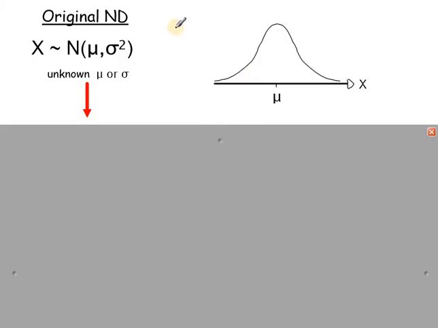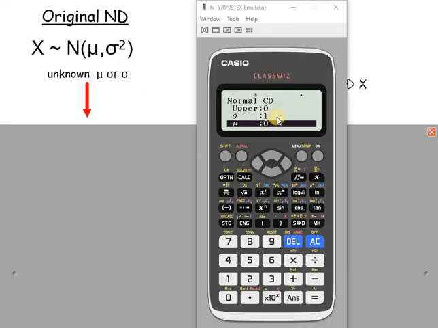So you start off with a problem where a mean or a standard deviation perhaps is unknown, and because one of these or both of these are unknown, you can't use your calculator's built-in statistical function here. You need both of these values to do any calculations. If either one of them or both of them are unknown, your calculator is not going to be of much use.